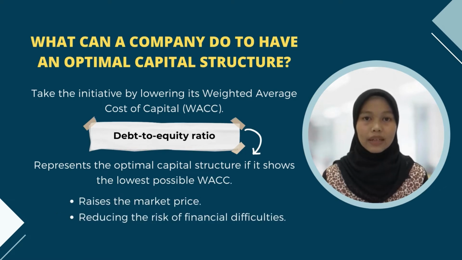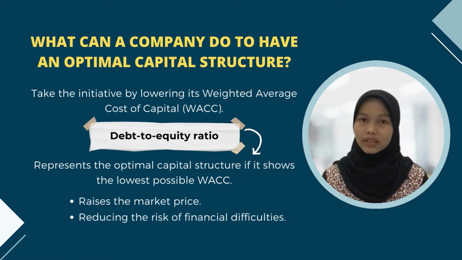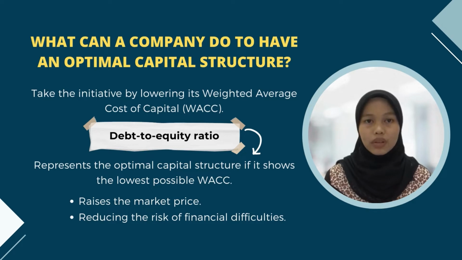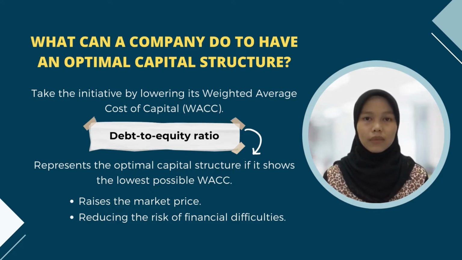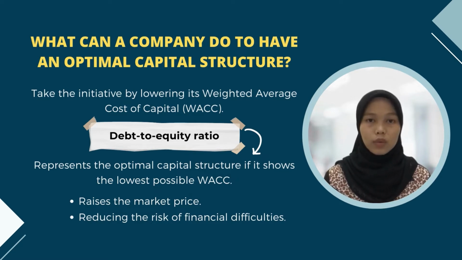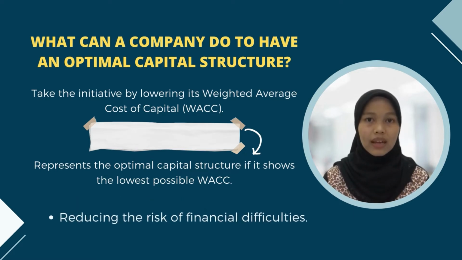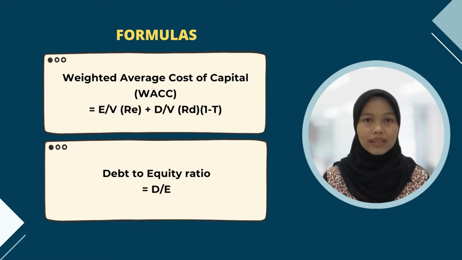What can a company do to have an optimal capital structure? A company should take the initiative by lowering its weighted average cost of capital (WACC). In this approach, the debt to equity ratio is used because it represents the optimal capital structure if it shows the outcome as the lowest possible WACC, which raises the market price while reducing the risk of financial difficulties. Here is how to calculate WACC and debt to equity ratios.